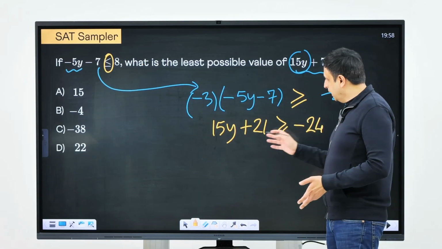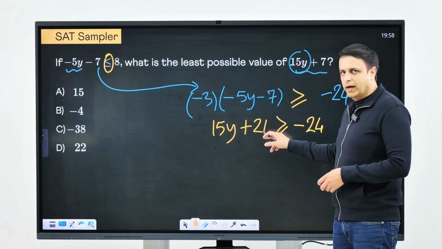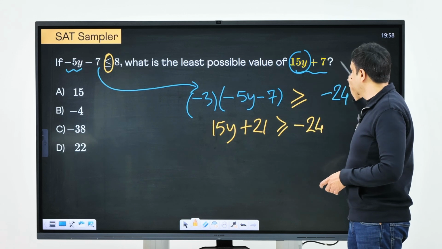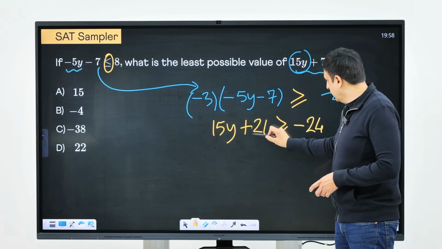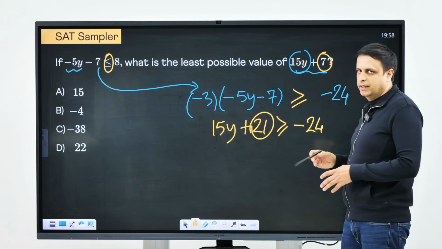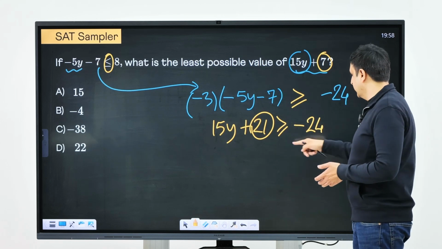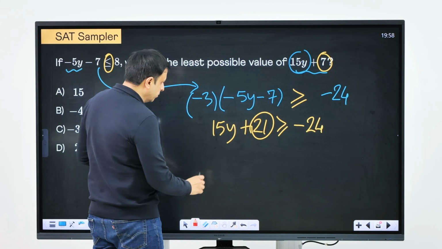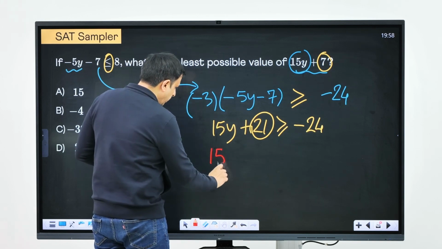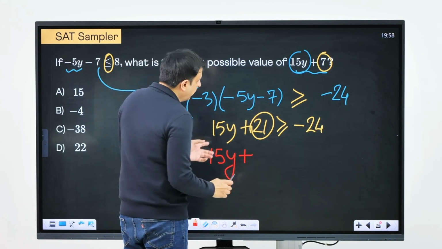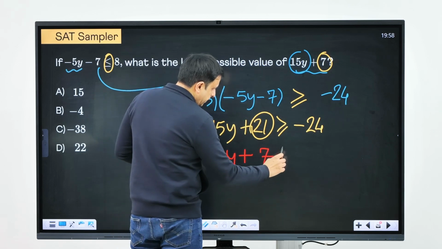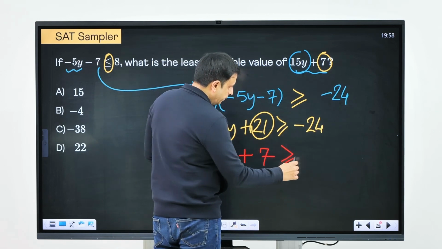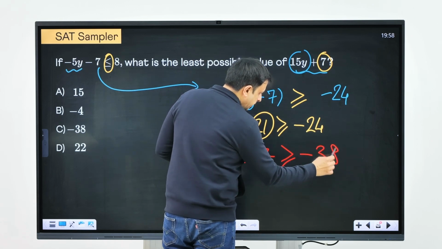And now I observe that I have 15y plus 21 on the left side, and what I need is the least possible value of 15y plus 7. So how can I convert this 21 into a 7? Well, if I subtract 14 on both sides, this 21 will become a 7. So I subtract 14 on both sides, so I'll get 15y plus 21 minus 14 is 7, greater than or equal to negative 24 minus 14, which will be negative 38.